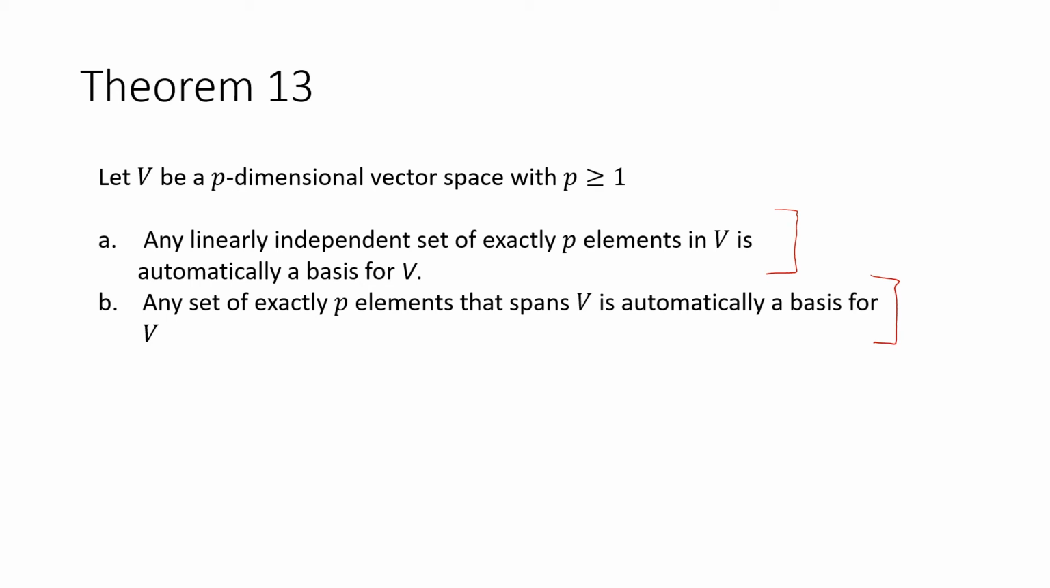So we talked about how a basis is a set of vectors that are linearly independent and span the vector space. What this says is that if we know the dimension, then if you want to confirm a basis, you don't have to check both conditions. You just have to check one of them. If you have the same number of vectors as the dimension, you don't have to check both conditions for a basis. You only have to check one of them, and the other one is automatically satisfied.